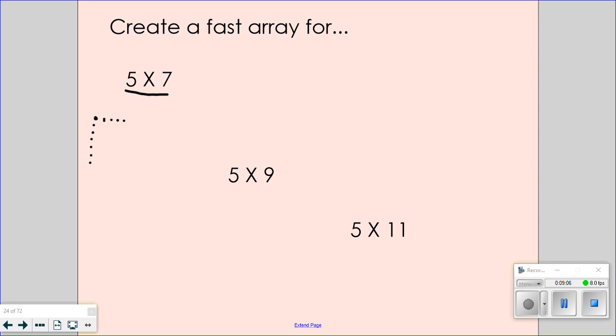Does that array match 5 groups of 7? Let's just double check. I see 1, 2, 3, 4, 5. Does that work? Yeah. Let's count down. 1, 2, 3, 4, 5, 6, 7. Does that work? Let's skip count and figure it out. Ready? 35. So what is 5 groups of 7 worth?